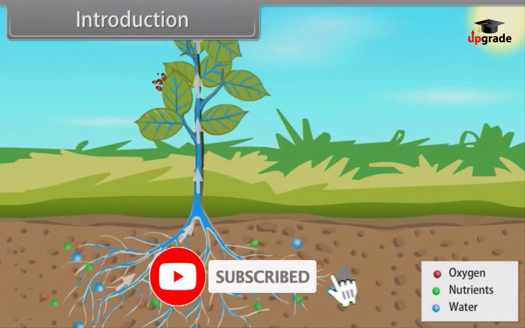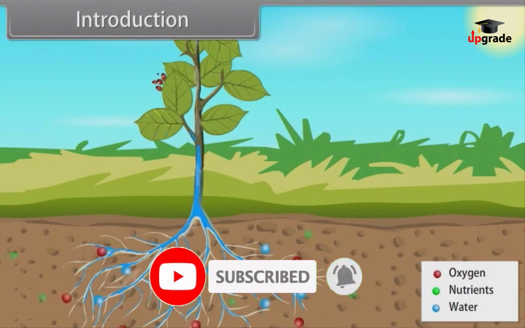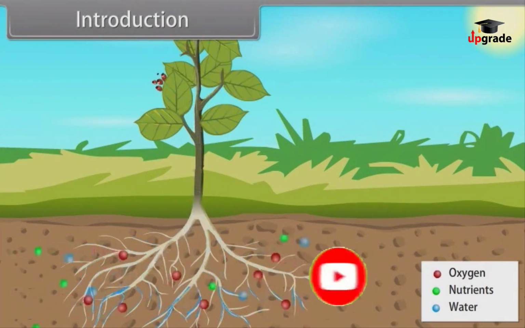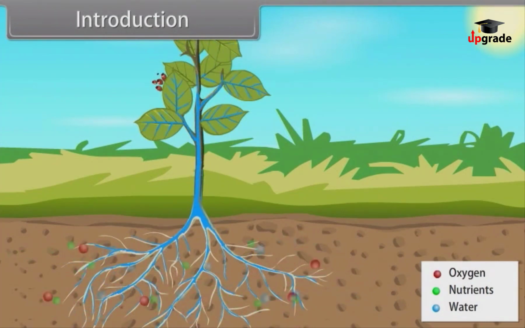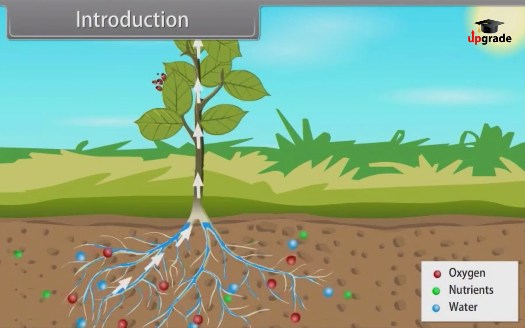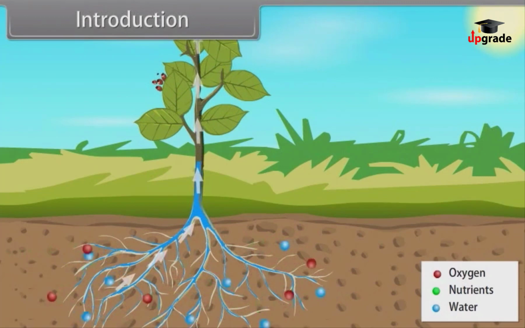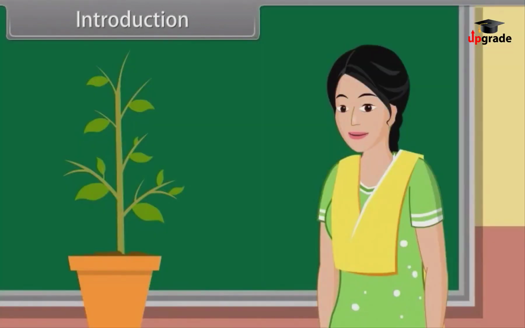One more thing I would like to tell you that there are 5 plant growth regulators. They are auxins, gibberellins, cytokinins, ethylene and abscisic acid. Okay, now it's time to learn about plant growth and development.